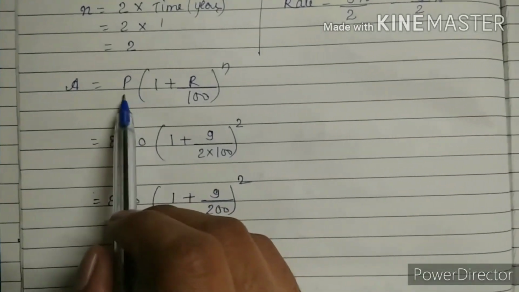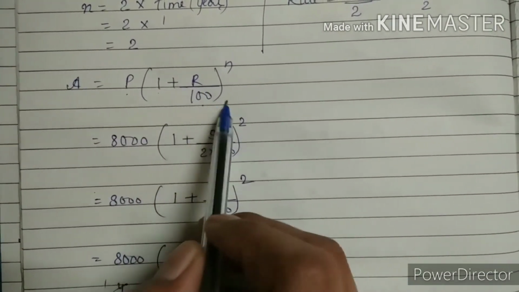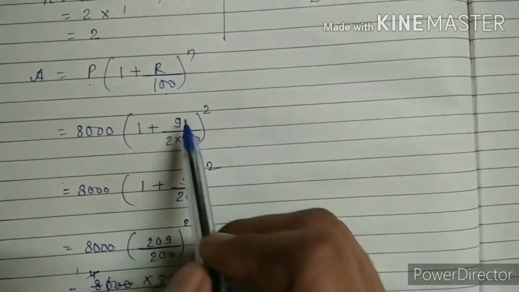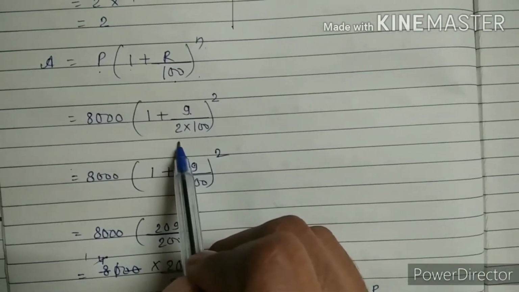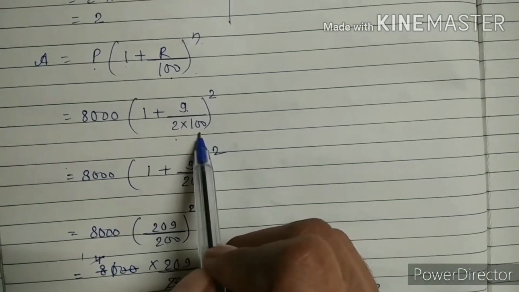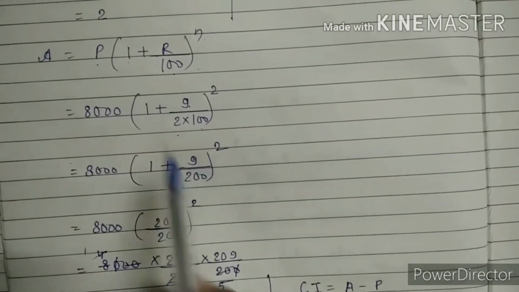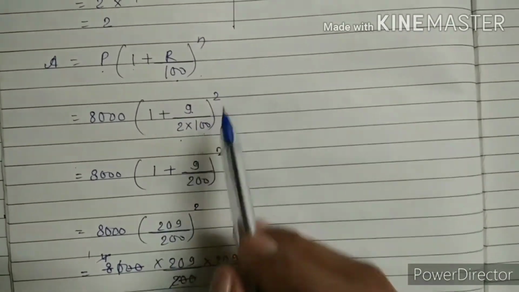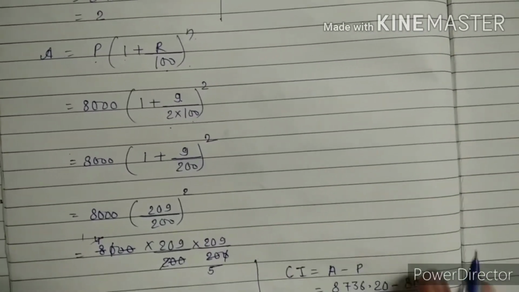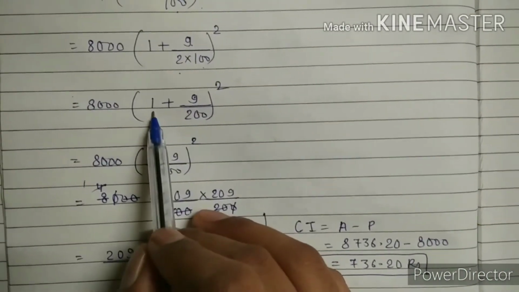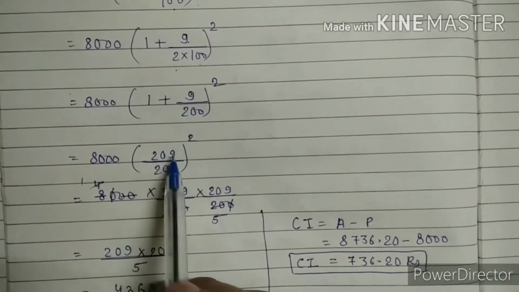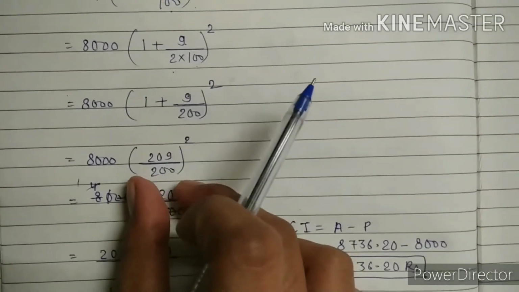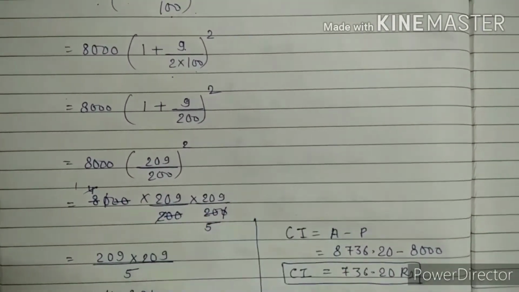So amount is equal to P multiplied by 1 plus R by 100 whole power n. Our rate of interest is 9 by 2. So 9 is on the upside and 2 is on the downside, and on the downside 100 is there. So 100 into 2 is 200. Principal is 8,000. Power is n because in 1 year how many half years are there? 2 half years. Now 1 is 200 plus 9 is 209 divided by 200 whole power 2. That's why 209 by 200 comes 2 times.